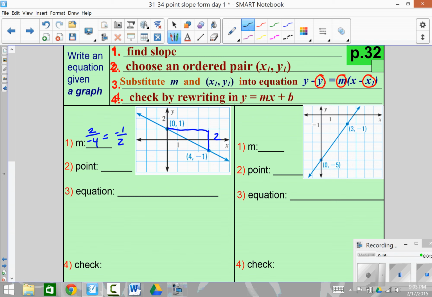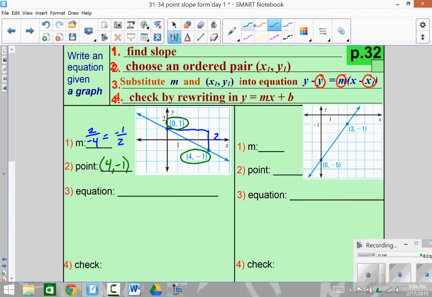Point. You can choose whatever ordered pair you want. You have 2 to choose from. Do you want to choose 0, 1 or 4, negative 1? It doesn't matter. I'm going to choose the ordered pair 4, negative 1. If you choose the other ordered pair, totally fine. In the end, everyone's going to get the same answer.